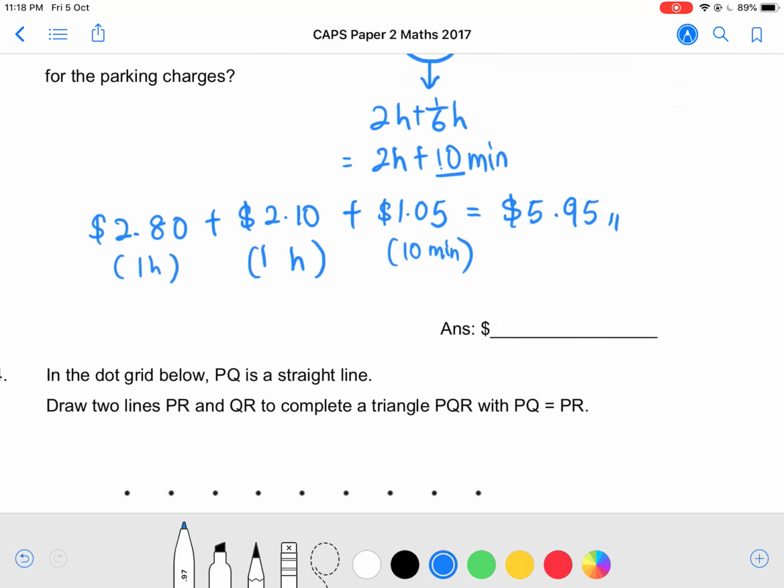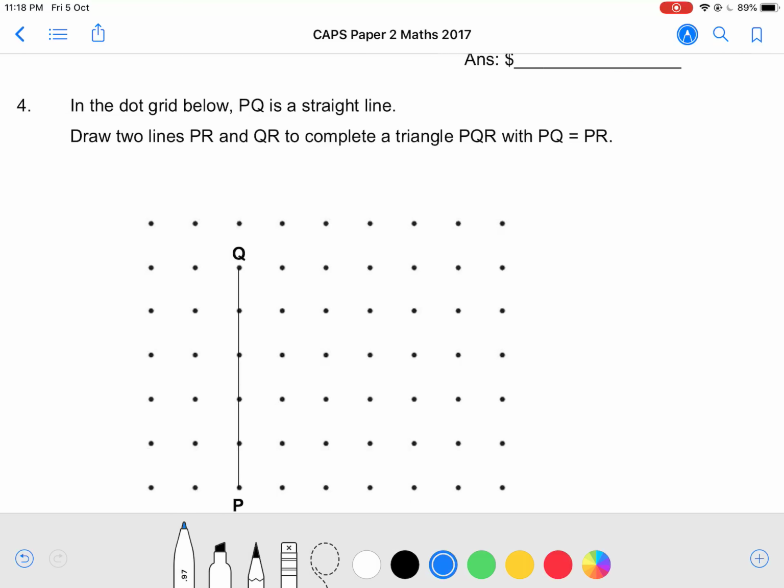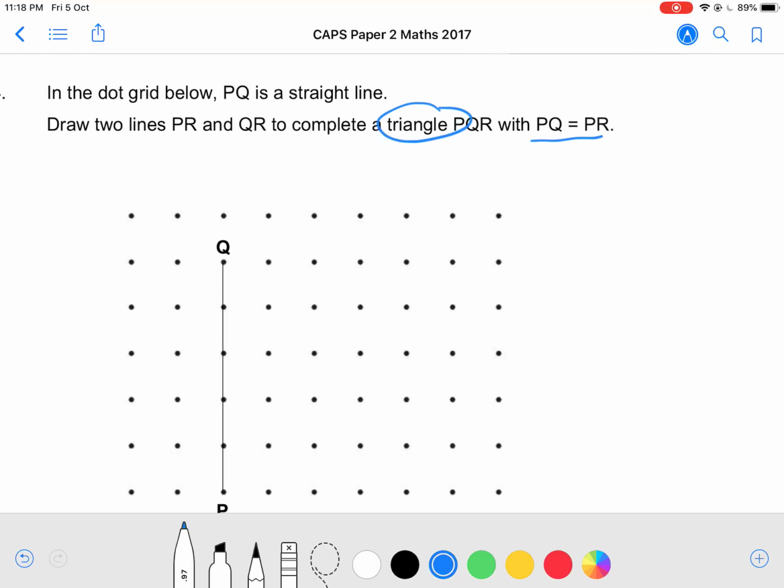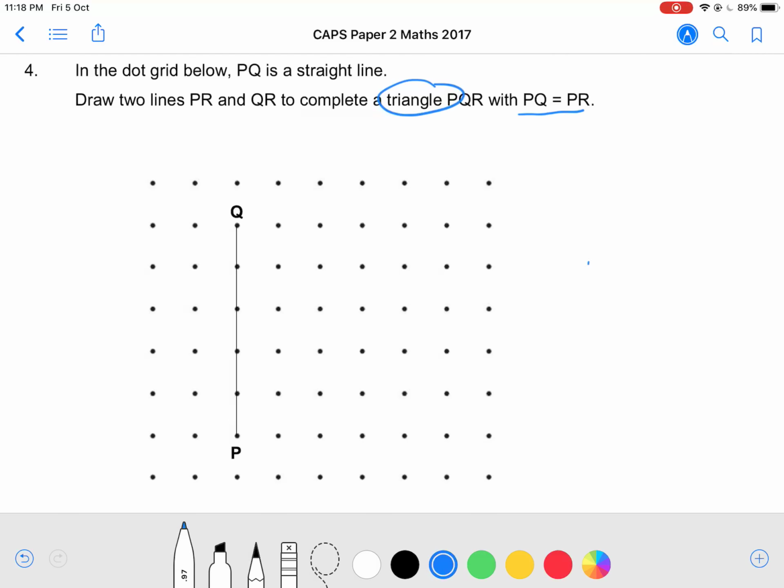Alright, okay, question number 4. Question number 4, you are supposed to draw a triangle and PQ needs to be equal to PR. So remember, when you start to draw, you will always want to begin with a sketch, roughly knowing how your picture looks like. So PQ is already given, that's PQ, and that's how many units? 1, 2, 3, 4, 5 units. Okay, 5 spaces, 5 units. And this PQ has to be equal to PR. So that means if this is 5 units, this has to be equal to 5 units as well.